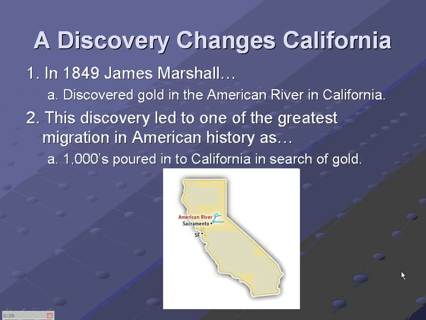And thousands poured into California. Now, the American River is right here on this map. This is Sacramento right here, and then SF means San Francisco. This would be the Pacific Ocean. Up north would be Oregon, Washington. This would be Nevada, and all of that kind of stuff. So that's where we're looking at the American River, a short little river system.